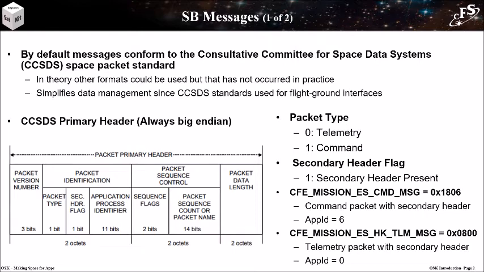The packet sequence count is incremented each time a message is sent. A packet sequence count change can be used when you need to verify that data isn't stale. Finally, the last field of the primary header is the packet length.